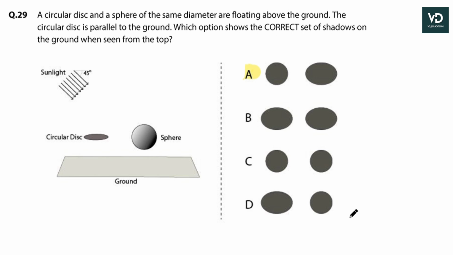29th question. A circular disc and a sphere of the same diameter are floating above the ground. The circular disc is parallel to the ground. Which option shows the correct set of shadows on the ground when seen from the top? Okay, the human is looking from the top, but the sunlight is from a 45 degree direction.